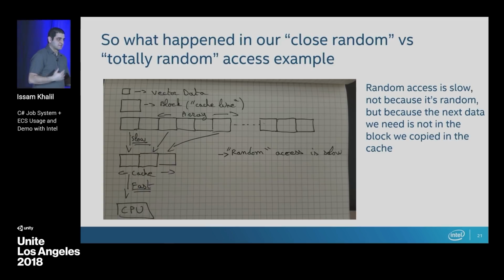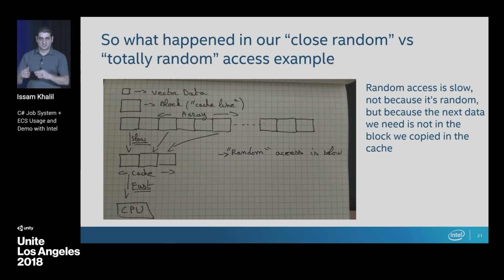So I want to go back. I know I said it before. It's not the random access that is slow. It's the position in those blocks of memory. Are you in a block of memory? The data that I'm accessing next, is it in that block of memory that I already put in the cache or not?